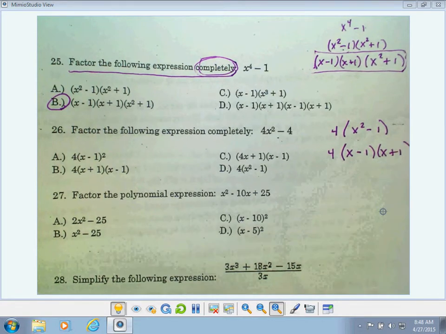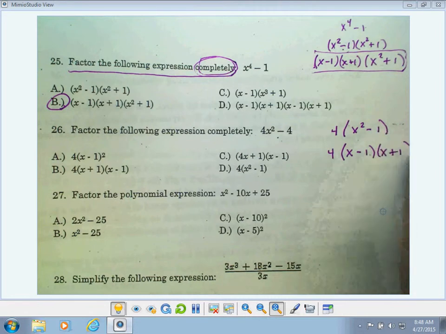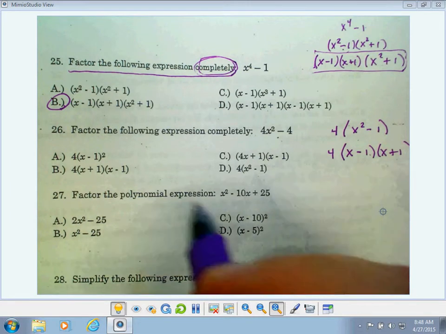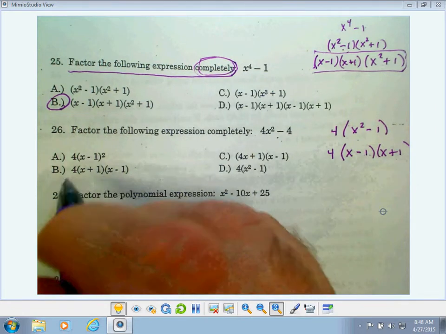Right, we square root the x squared to get x and x, and square root the 1 to get 1 and 1 again. With a minus and a plus, this is as far as it goes. So it looks like, well, I wrote the minus first and the plus second, but B is the same answer, so it's B.